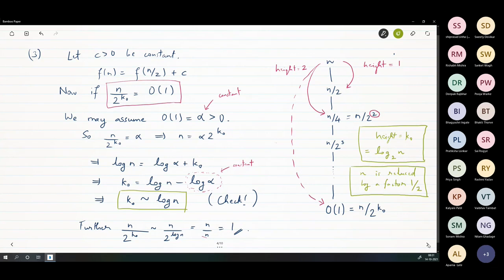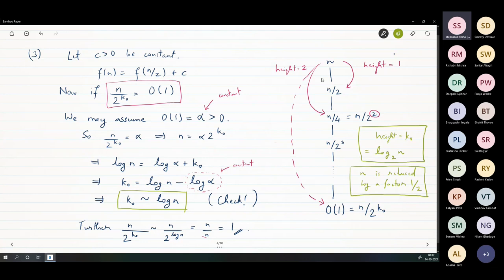Okay, so any doubts or is this part clear? Yes, sir. I have a doubt, sir. Tell me, what is the doubt? Sir, this one what you have written, n is reduced by a factor 1 by 2. What does that mean? I didn't understand that.